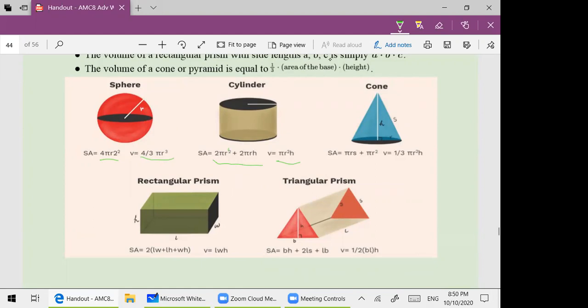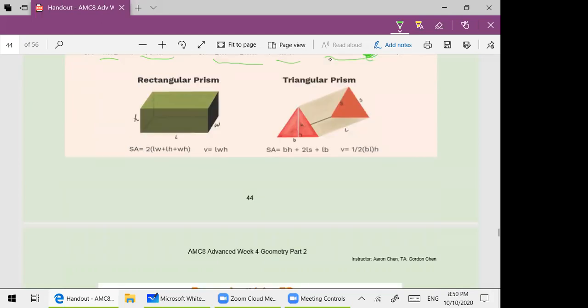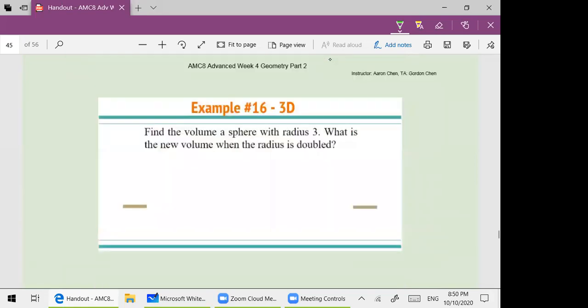For a cone, the surface area is pi r squared plus pi r s, where this length is s, and the volume is 1/3 pi r squared h, and the lateral surface area is pi r s. For a rectangular prism, the surface area is this, and this is the volume, and these are the surface areas and volumes for triangular prisms. Okay, now here's your next example.